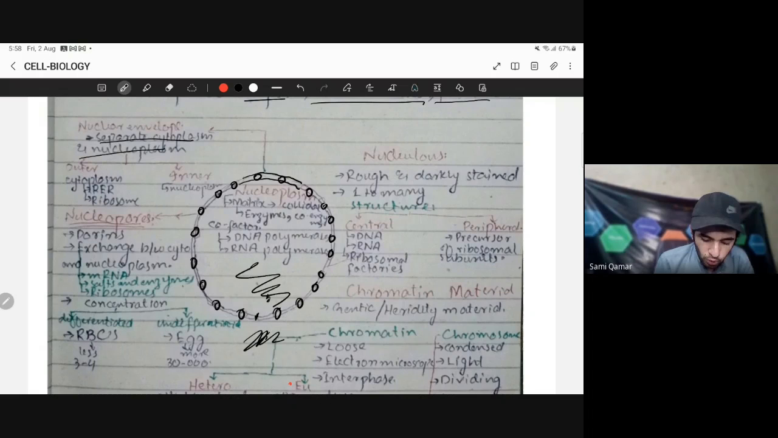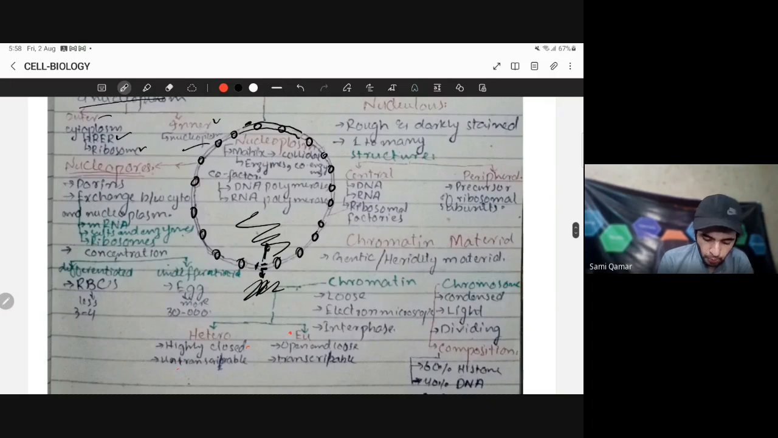Now, important thing: there are two layers. The outer one is connected with the cytoplasm, and the inner one is attached to the nucleoplasm. Nucleoplasm will be inside. The cytoplasm contains RER and ribosomes. I hope you guys know these things.